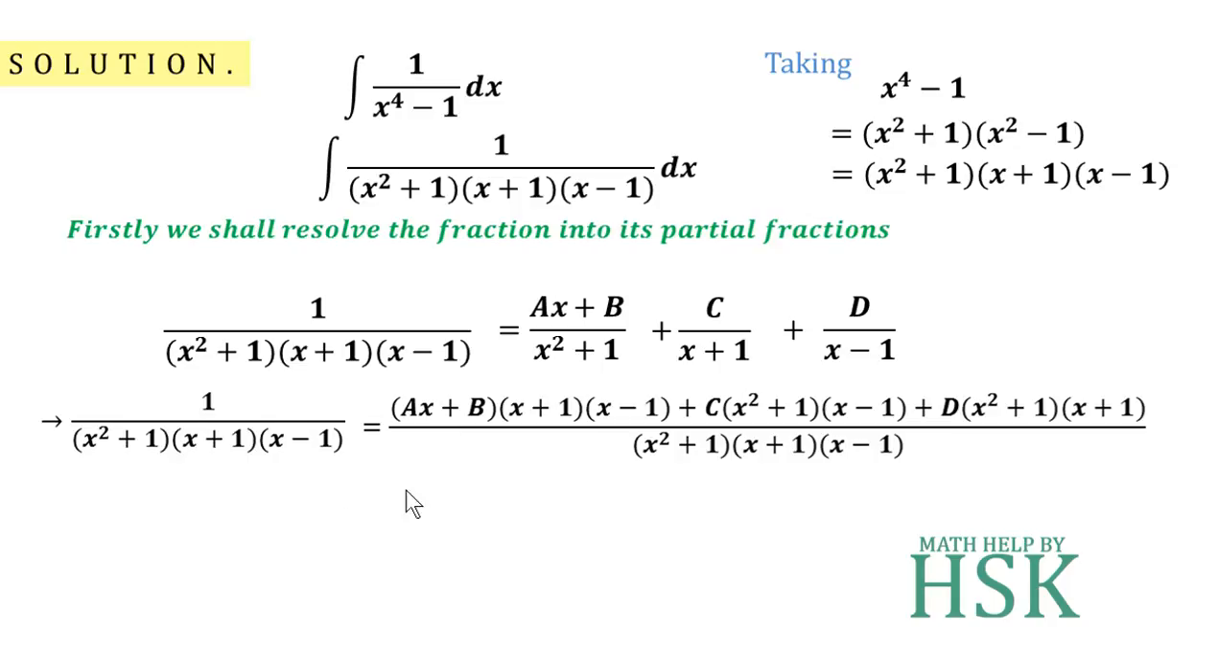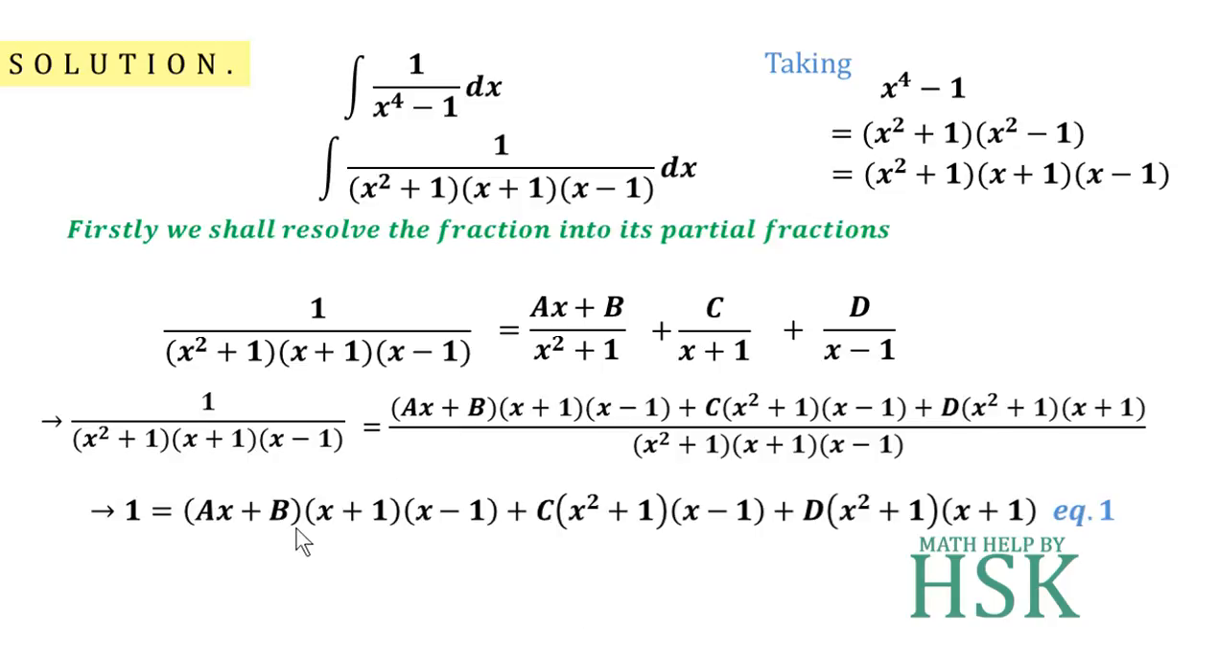So the denominators being equal cancel out, and I get 1 is equal to ax plus b into x plus 1 into x minus 1, plus c times x square plus 1 into x minus 1, plus d times x square plus 1 into x plus 1. So this is my equation number 1. With the help of this equation, I'm going to solve the values of a, b, c, d and substitute them here so that my partial fractions are solved. So I completely resolve this fraction into its partial fractions.